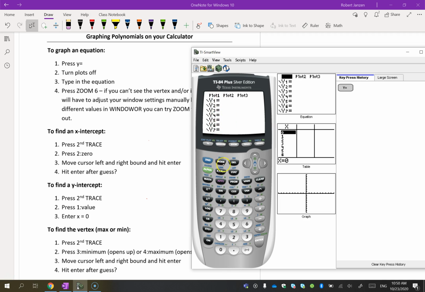You see there's y1 all the way down to y7. You can do all of those equations at one time. Usually we're just going to do one at a time.